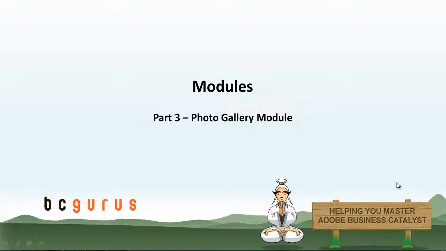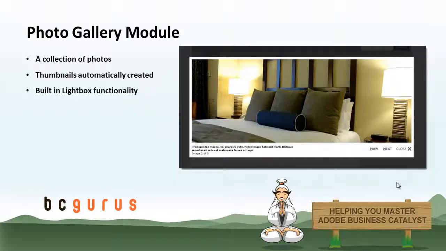In this video, we will be focusing on the Photo Gallery module. The Photo Gallery module is a module that allows you to display a collection of images on your website. BC will automatically render thumbnails at the dimensions of your choice, and once clicked on, the full-size image will appear within a pre-built light box.